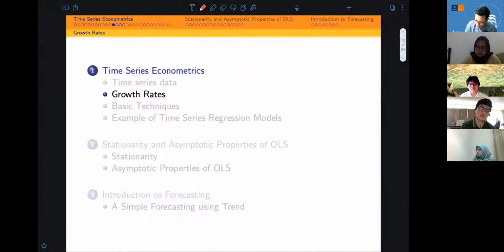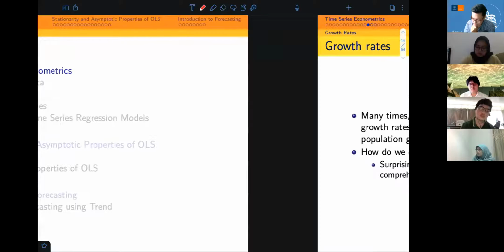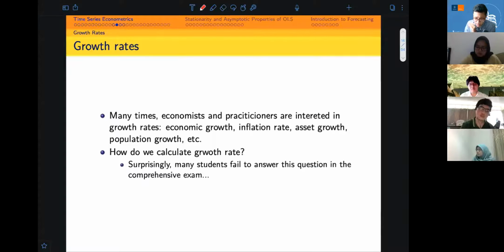All right. I think I'm going to continue on the growth rates since I already provided you with a brief hint on how to calculate growth rates. So basically, economists and practitioners are very much interested in growth rates. You're interested in the growth of the economy, economic growth. You're interested in the inflation rate. You're interested in the growth of assets. You're interested in the growth of house prices in a particular economy. You're interested in the growth of exports. You're interested in the change of exchange rate, for example.